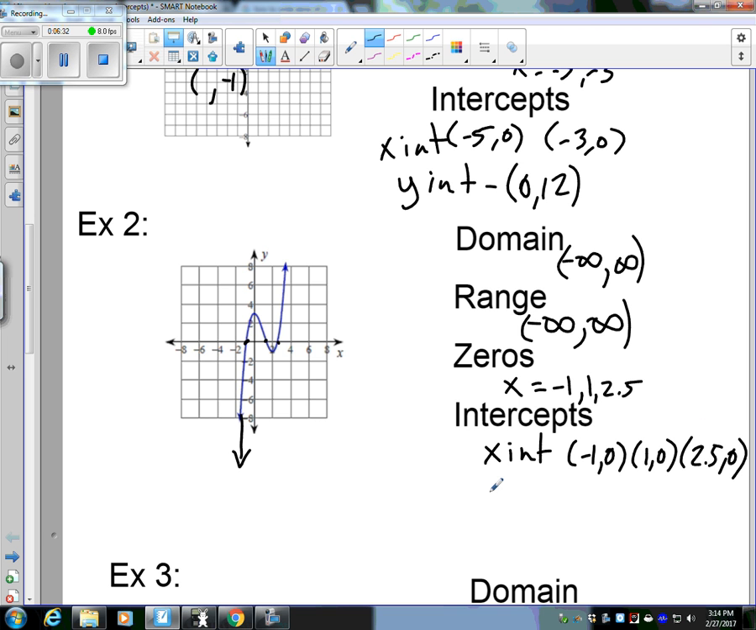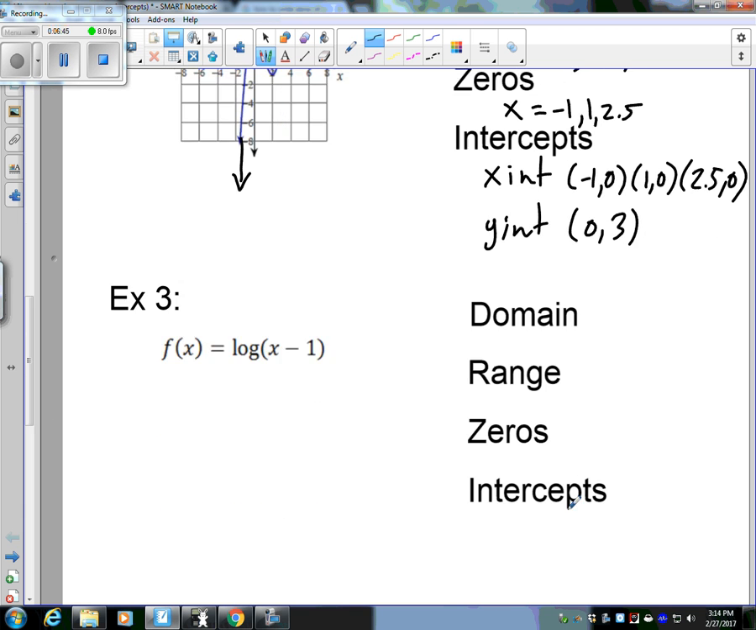The y-intercept, again, let's estimate it. Looks like where it crosses the y-axis is in between the 2 and the 4, so that's at 3. So (0, 3), write them as a coordinate.